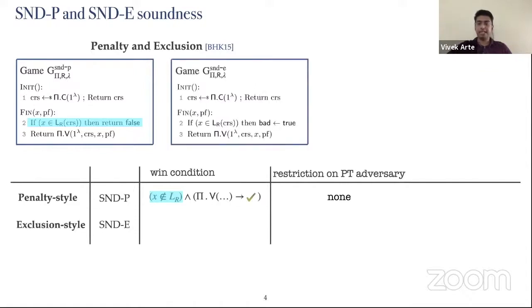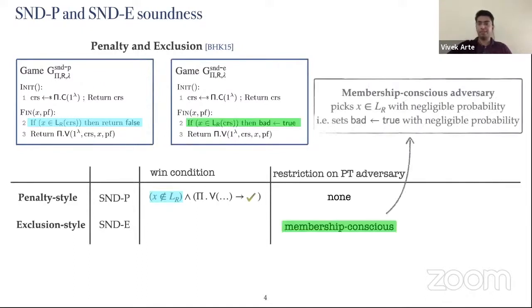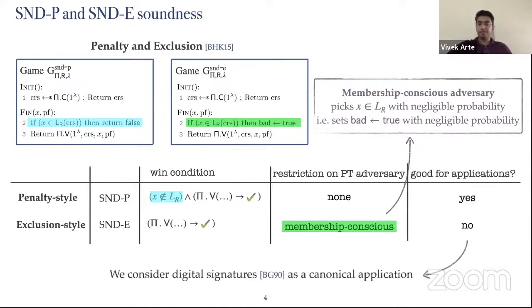In the exclusion style definitions, on the other hand, the adversary is restricted to almost never make queries in which the statement is not in the language. We call such adversaries membership conscious adversaries. So a membership conscious adversary will pick a statement belonging to the language with negligible probability. The win condition for the adversary here then is simply a check for whether the verification algorithm accepts the proof as valid. So we point out that the penalty style definition appears to be more useful for applications, while the exclusion style definition is less so.